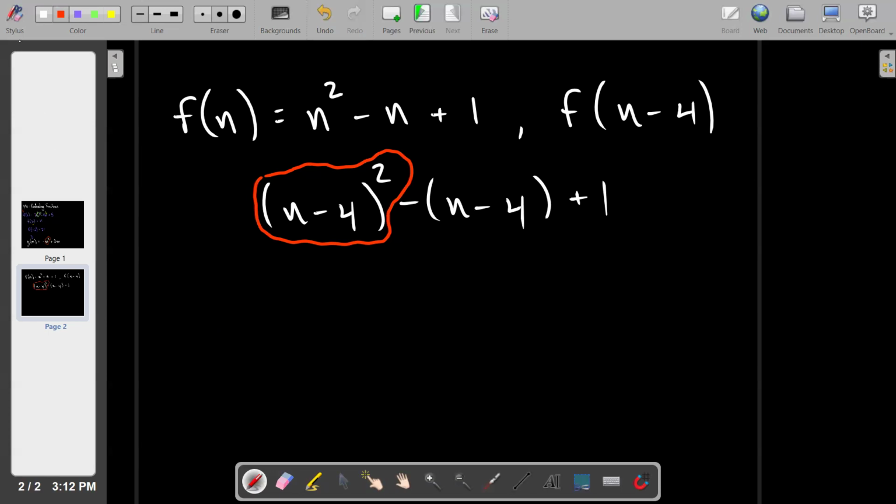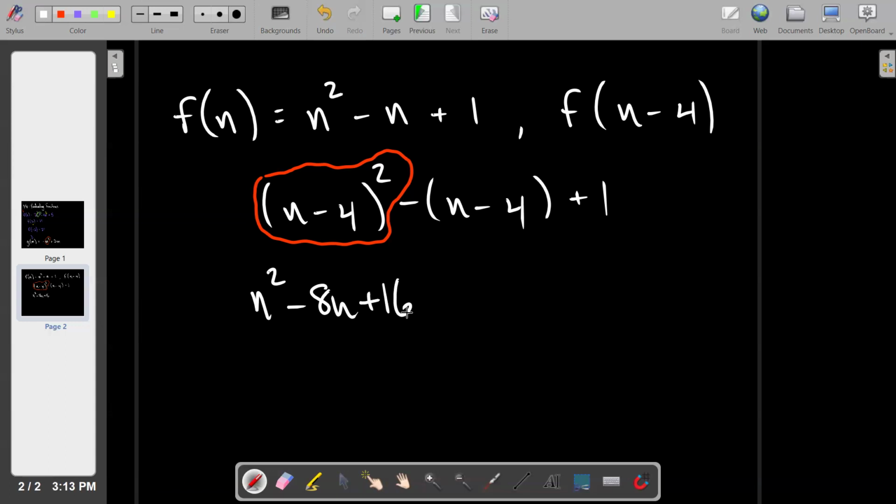Now, I will say, in your defense, let me switch colors here. If it was like 4 times n squared, that's when you can just square both parts because the 4 and the n are connected by multiplication. And so you could just call this 16n squared. But with n minus 4 squared, it comes out to square, square, multiply, double.